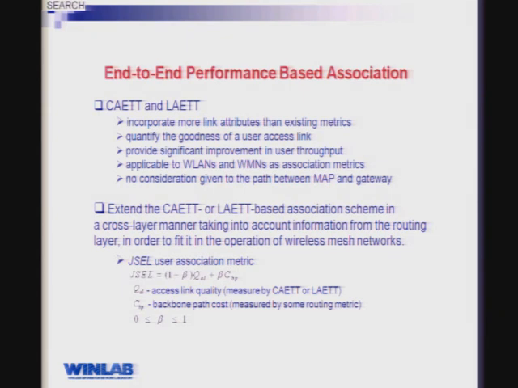The association mechanism is based on the user access association metric we call GSEL. GSEL is a weighted sum of access link quality and the backbone path cost, and beta is a weight parameter, which is between 0 and 1.